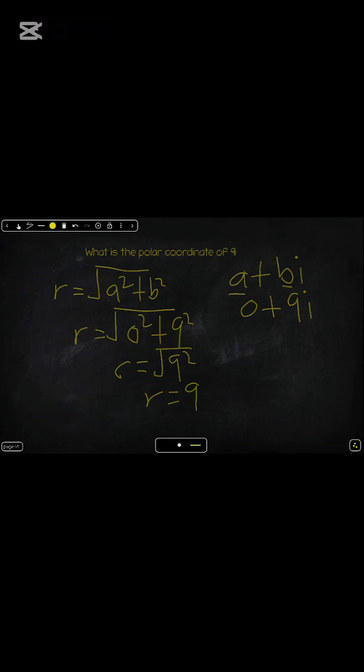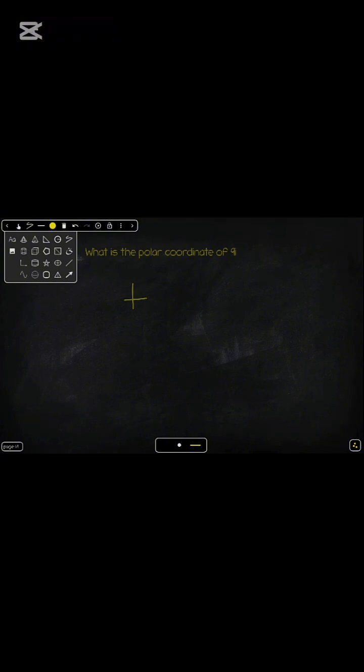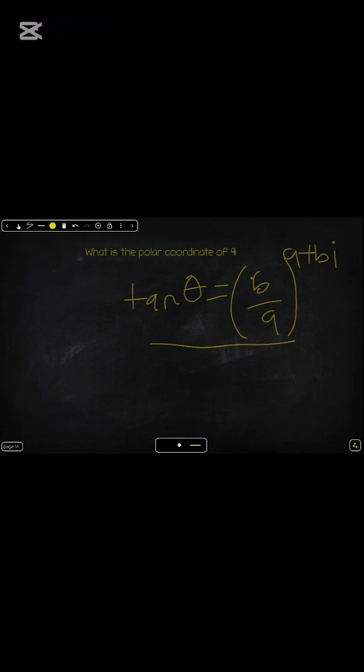Now we are done looking for our r. What do we do next? We are looking for our theta. So let's just take note, our r is equal to 9. With the theta, we know that the original form for finding theta is solving tan theta is equal to b on a, where b is the imaginary part and a is the real part. This is usually the formula. But by putting this formula here and working with it, you're not going to get the answer. So what do we do then?